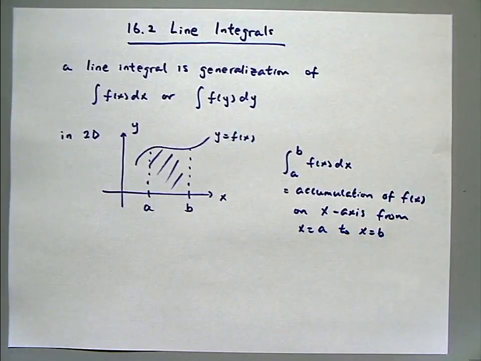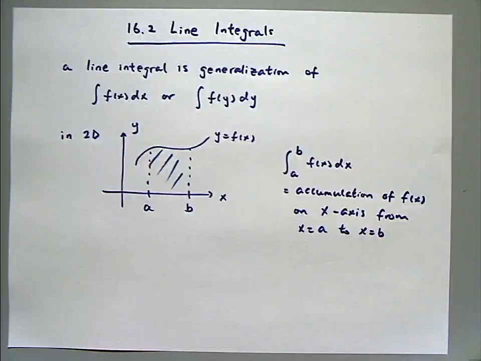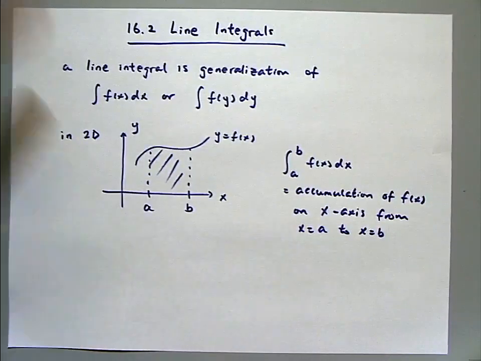And we could do the same thing with y. We can march along the y-axis from some a to some b of the value of the function f of y. Okay? So in 2D, those are the only choices we have. We either march along the x-axis or the y-axis. We have no other choice.